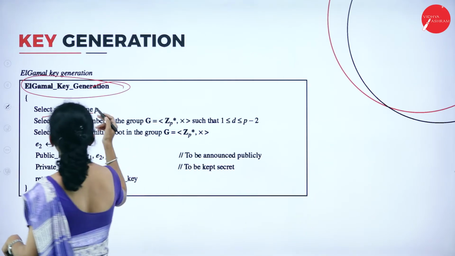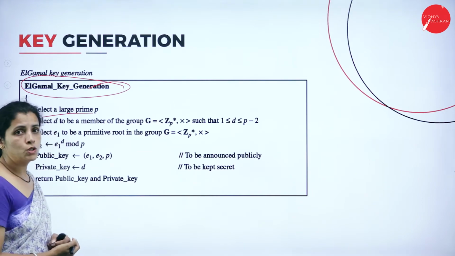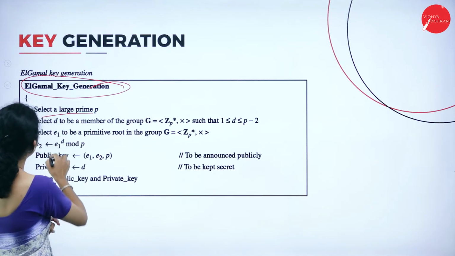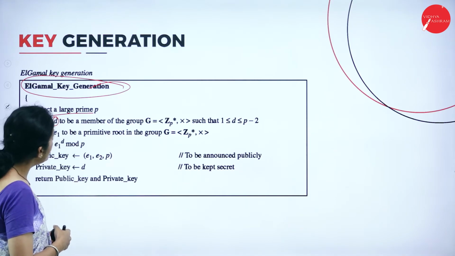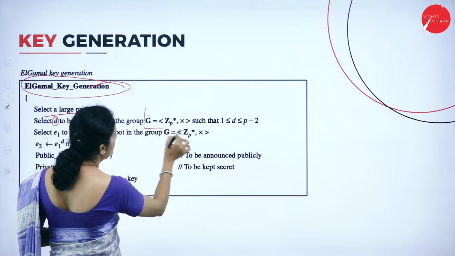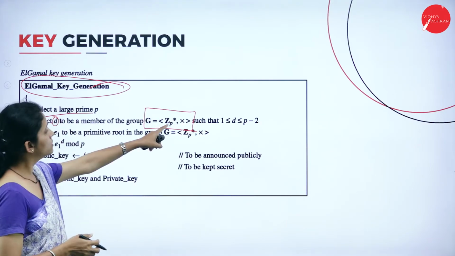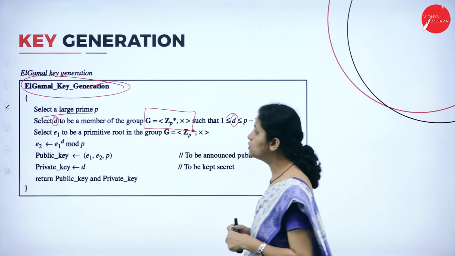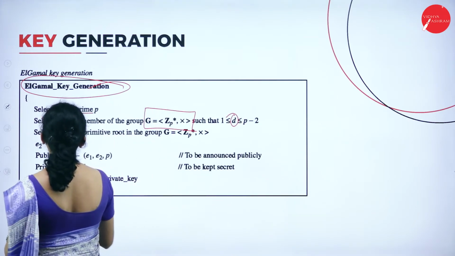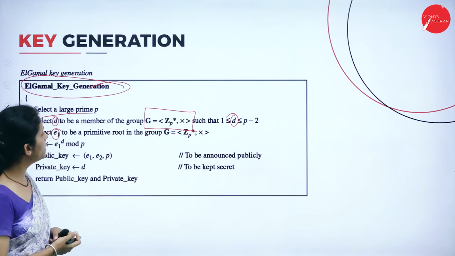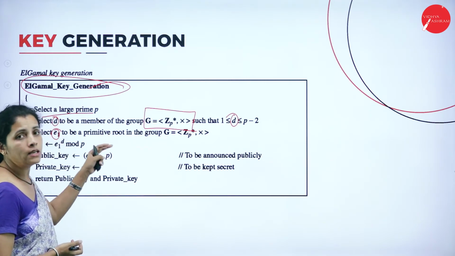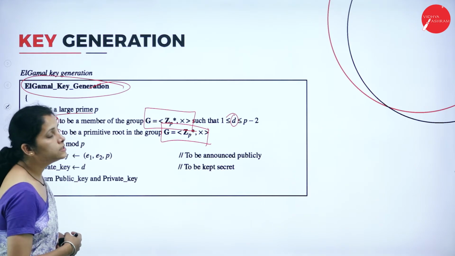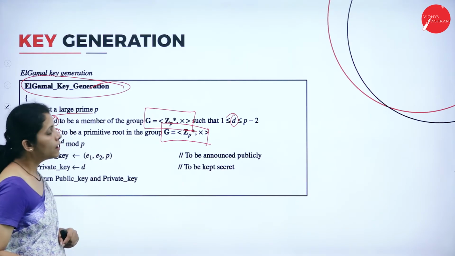So here first I want to select a large prime number. So what is my first step here? I want to select a large prime number and select D. D must be chosen in such a way that it belongs to Z_P star, that is X. So here D must lie between 1 and P minus 2. Now I'm going to select E1. So E1 must be a primitive root, that comes from the group G equal to Z_P star comma X.